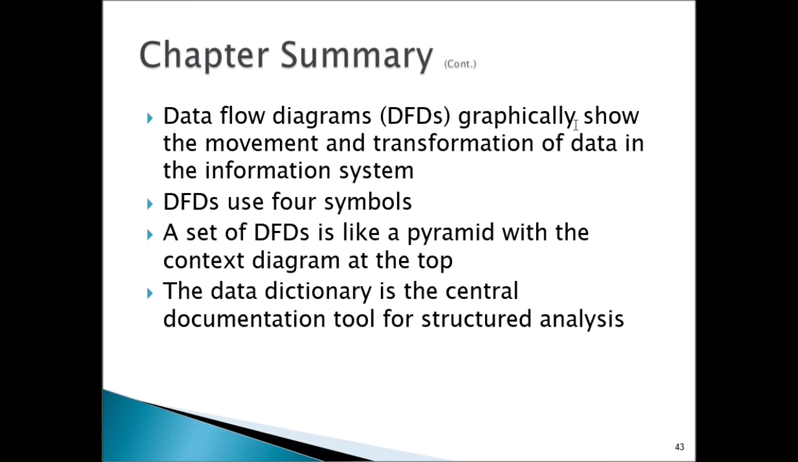DFDs graphically show the movement and transformation of data in an information system. DFDs use four symbols, which we've gone through. A set of data flow diagrams is like a pyramid with a context diagram at the top, and you have level 1, 2, and 3. The data dictionary is the central documentation tool used for structured analysis. So let's remember the data flow diagram. You have the external entity, you have the inputs, you have the outputs, and you have the processes.